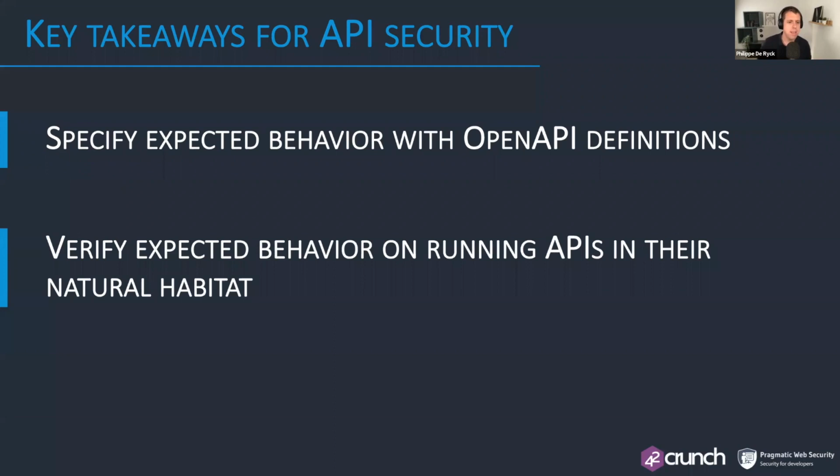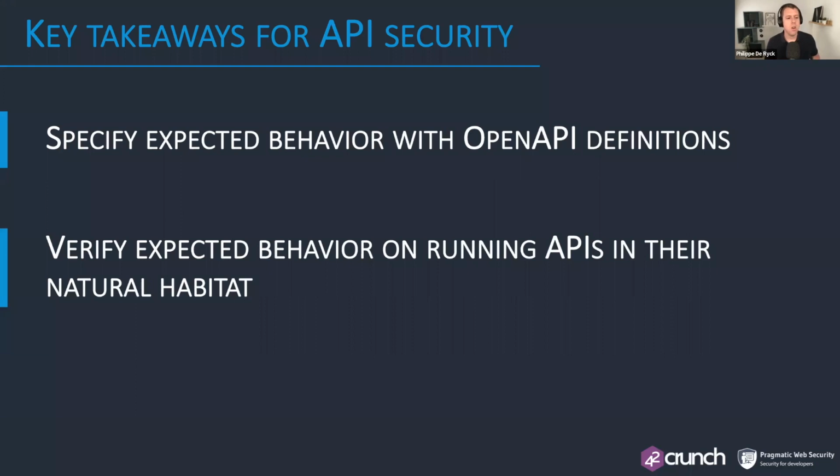Verify expected behavior on running APIs in their natural habitat. I mean, it's good to do code analysis, awesome, but also make sure that your API actually behaves like you think it does. Maybe your framework does something else. Maybe the system you run it on allows more than you have accounted for. Test running APIs, dynamic testing, very important.